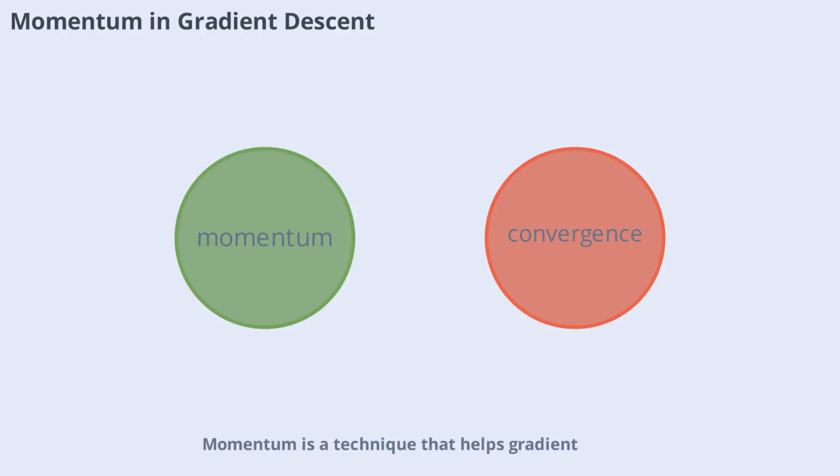Momentum is a technique that helps gradient descent move faster and avoid getting stuck. It works by adding a fraction of the previous update to the current one, smoothing out the path and helping the algorithm overcome small obstacles. This can lead to faster convergence and better results.